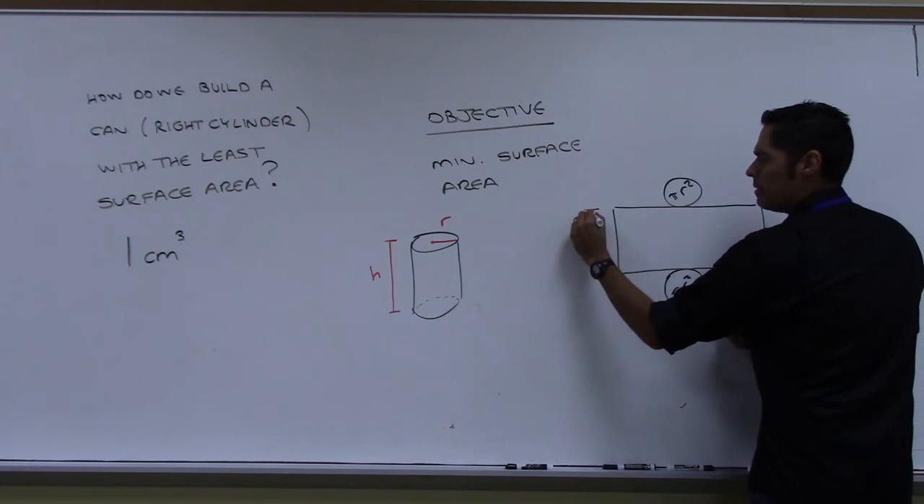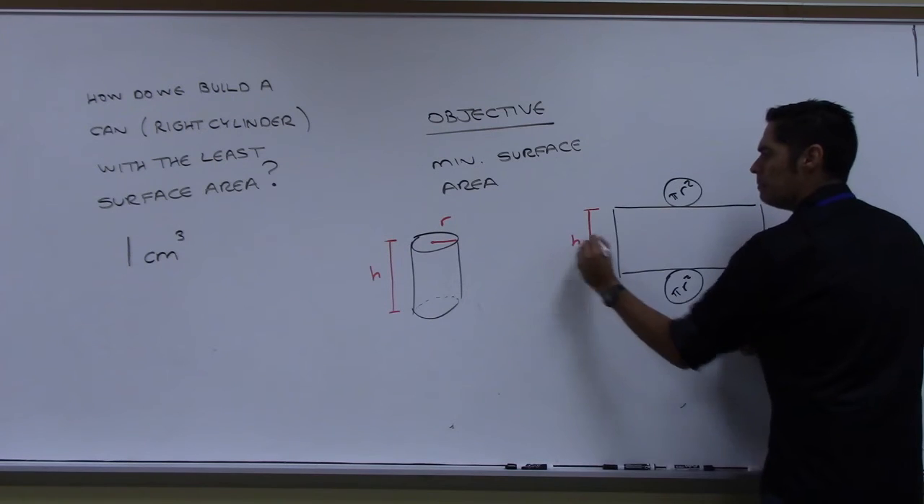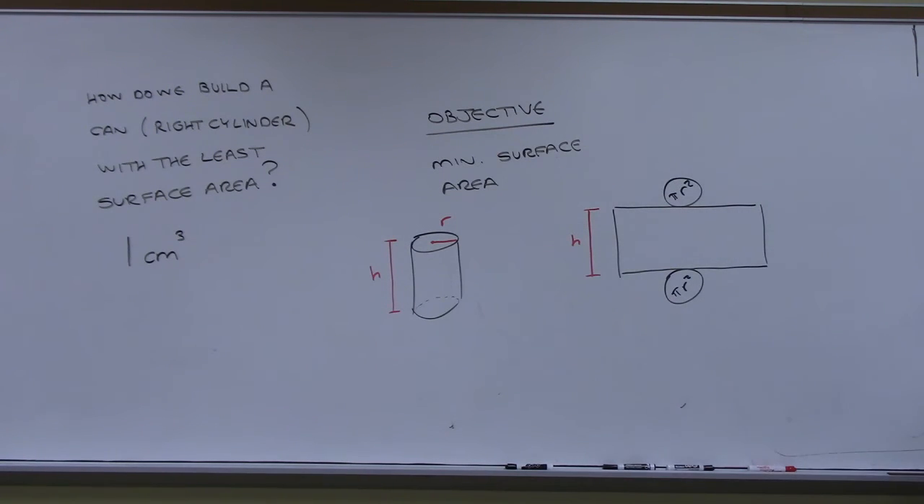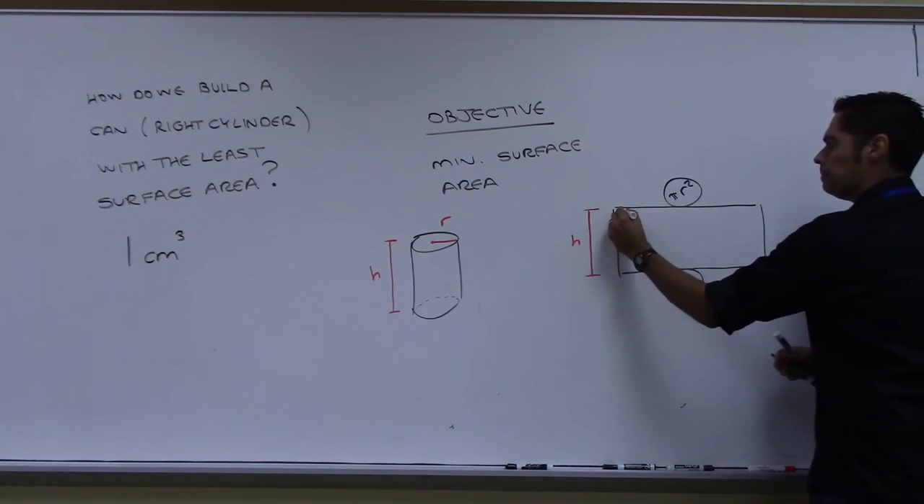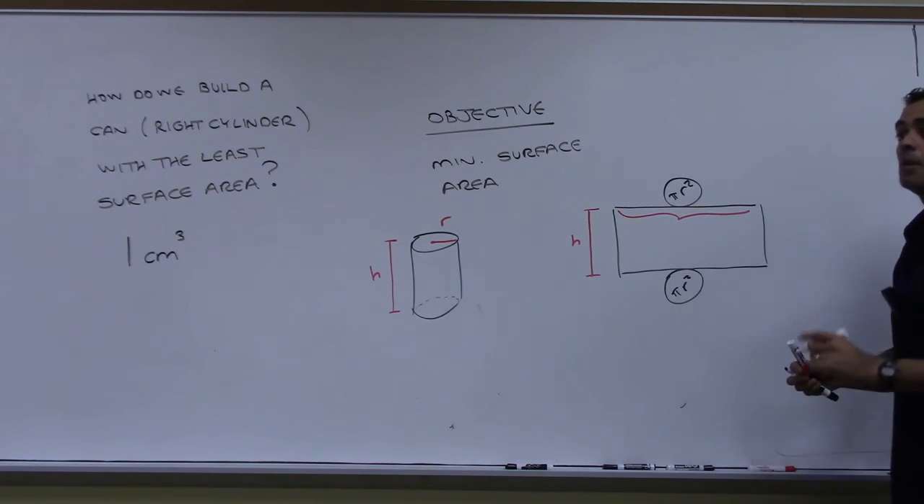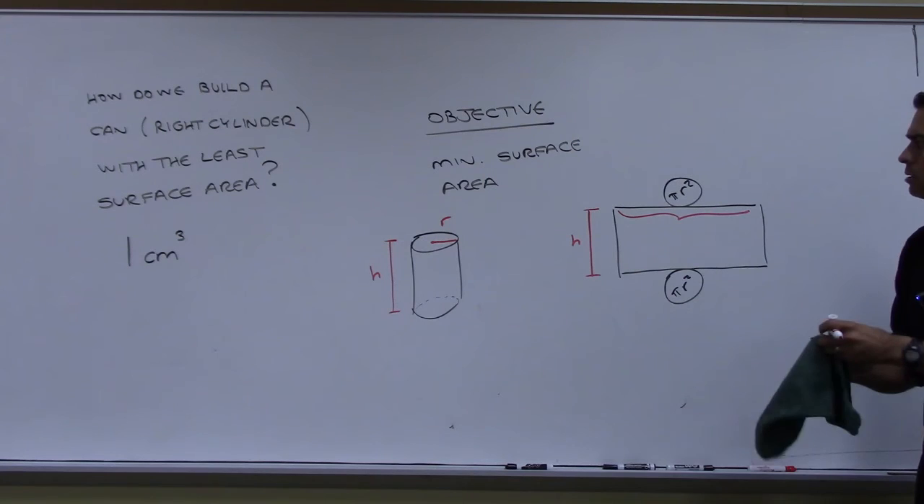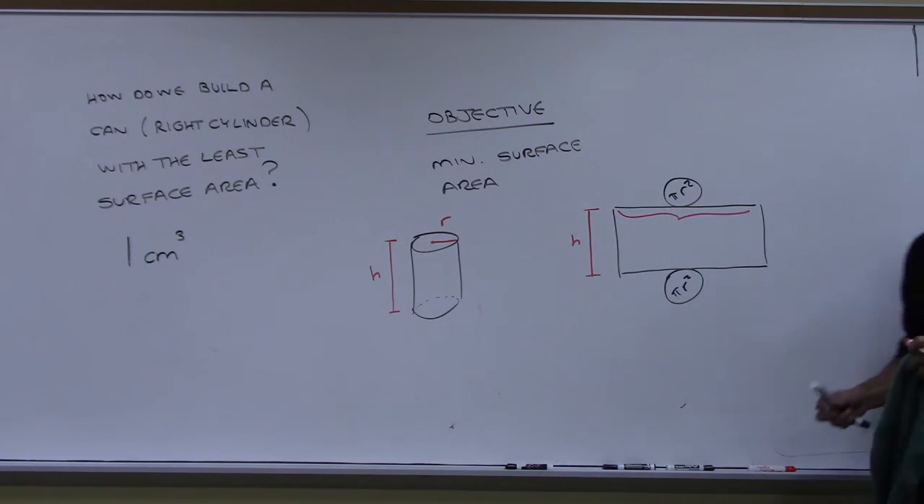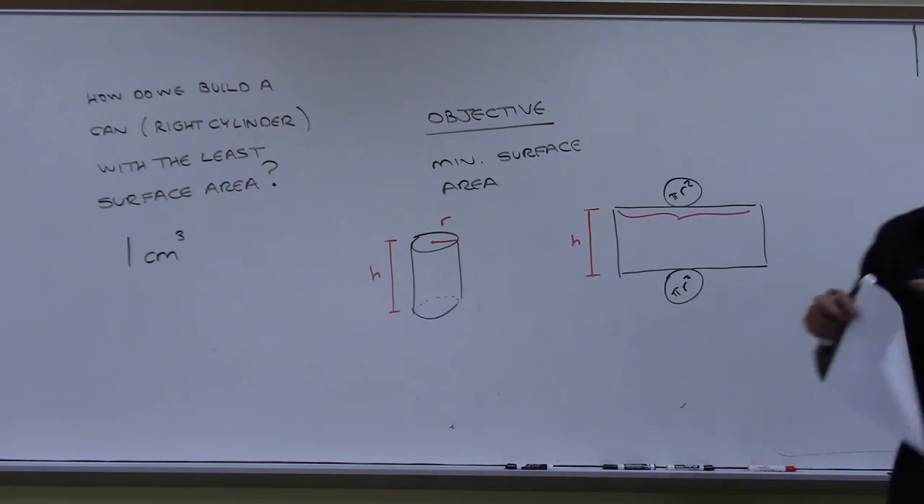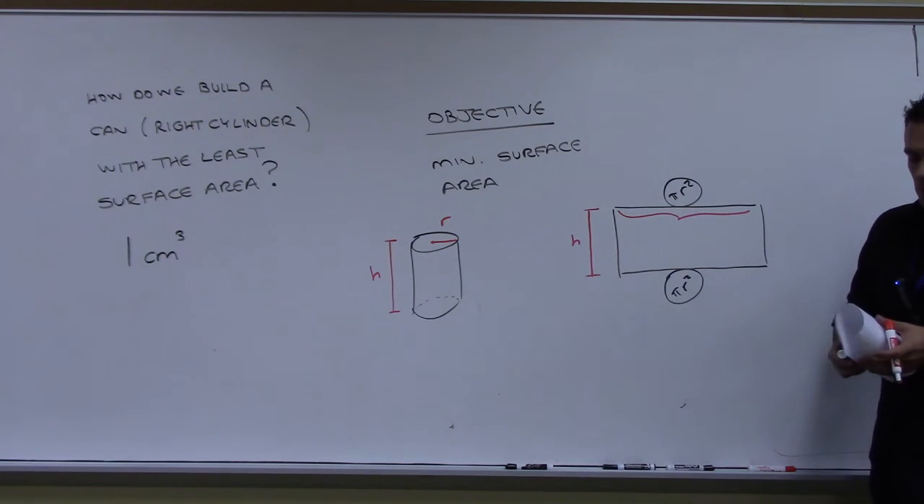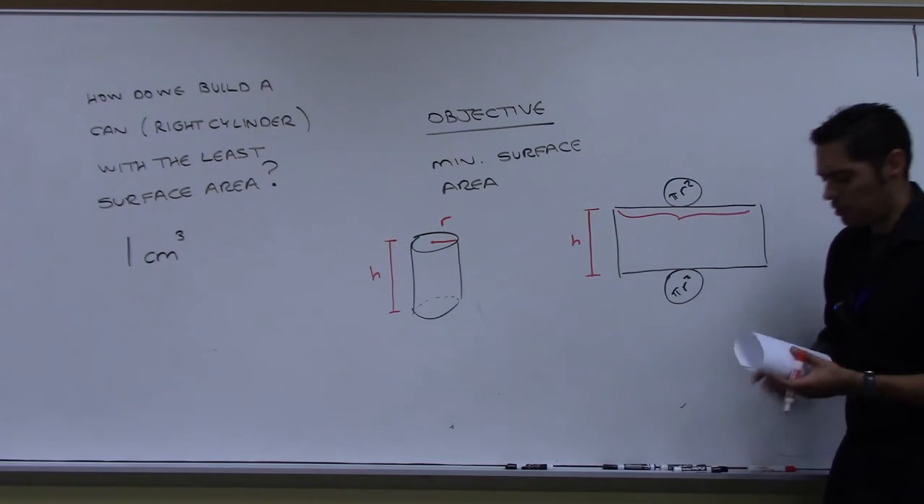I know this side, right, is what? The height of the can? But how long is this? It's, what, 2R? Where are you getting that from? Twice the radius. Okay, so you're close.